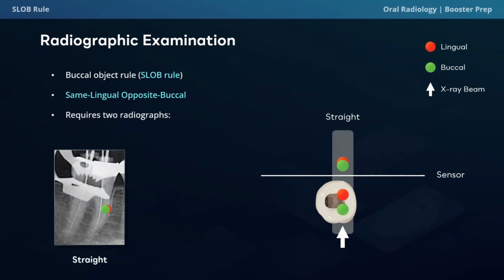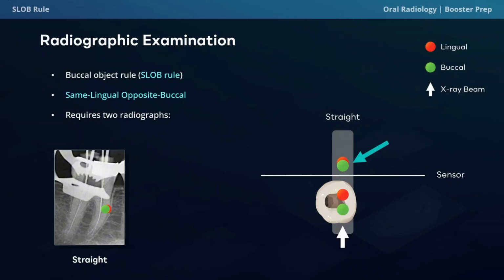Here is the first radiograph, and notice how the two mesial roots overlap on the image. It's really difficult to tell which file belongs to which canal, and this happens because radiographs project a 3D tooth onto a 2D flat image, and this is what causes superimposition of the roots and the canals. So the buccal object rule really allows us to separate these overlapping structures by changing the X-ray beam angulation so we can make a more accurate interpretation.